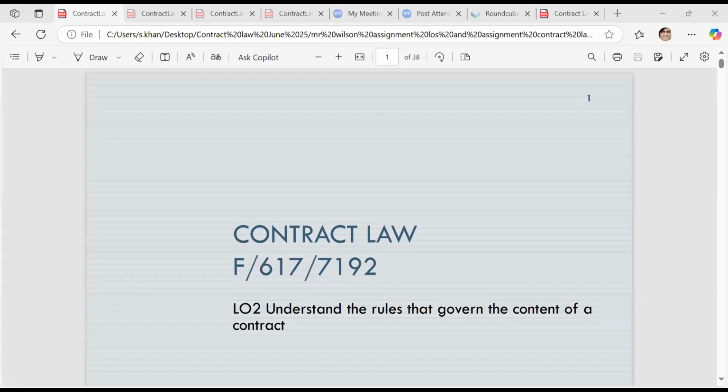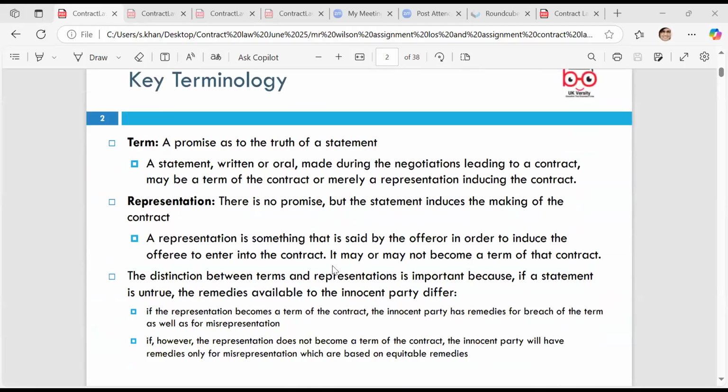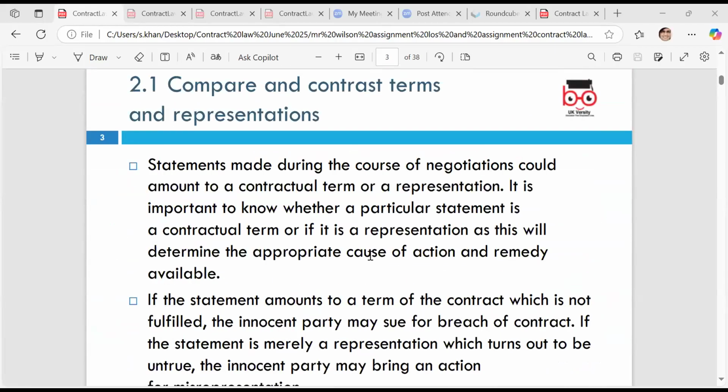So this one looks at understanding the rules that govern the content of a contract. And here we look at what a term is, what a representation is, and we look at the several terms, whether they're valid and enforceable. And we look at the elements of a representation and the distinction between a term and a representation. So 2.1: compare and contrast terms and representation.